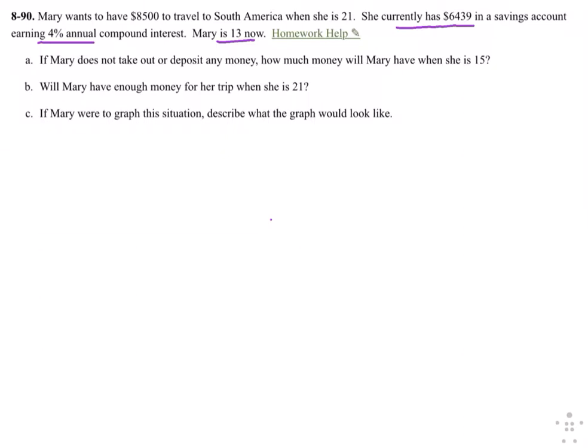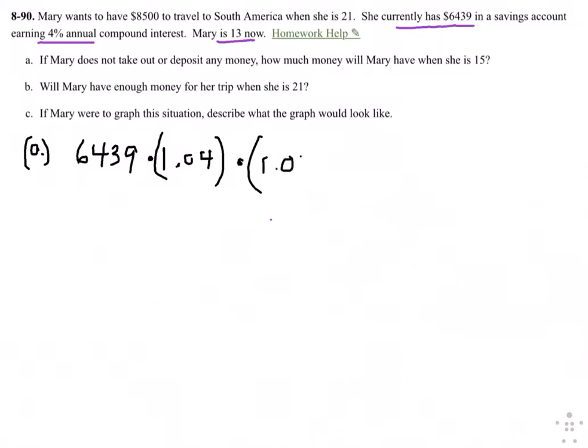So, for A, if she has 6,439 and we multiply it by 0.04 and add it back to the 6,439, that's the same as multiplying by 1.04, right? That's saying the original amount, which is multiplying by 1, and then adding the 0.04 or the 4% interest. So that would be after 1 year, and then we would take that and multiply it by the 1.04 again to find out how much she has after 2 years.